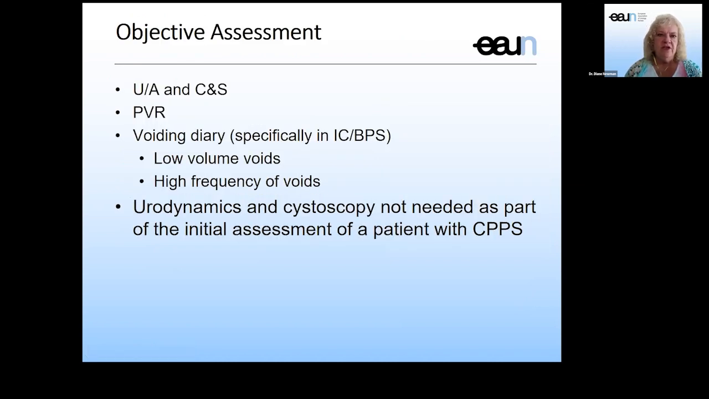We do recommend a UA and culture depending on whether you think the patient may also have a concurrent UTI. Post-void residual to make sure they're emptying, because you do have suprapubic discomfort and pressure. A voiding diary for someone with interstitial cystitis, bladder pain syndrome can be helpful because you're going to see low volume voids but high frequency. For other pain conditions, I tend not to do them. Urodynamics and cystoscopy are not needed as part of the initial assessment, and that's pretty much standard with all guidelines.